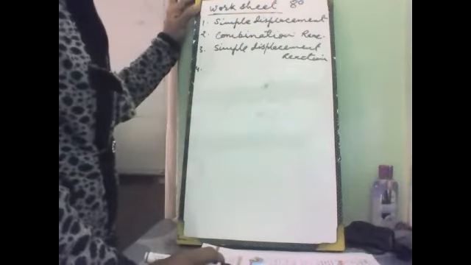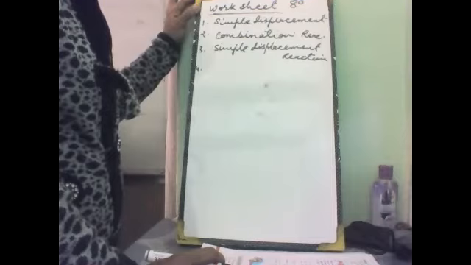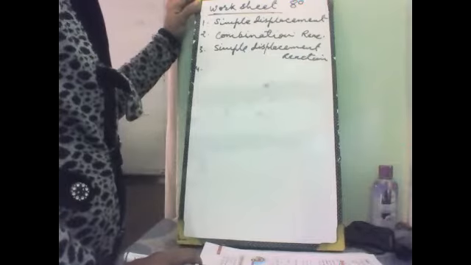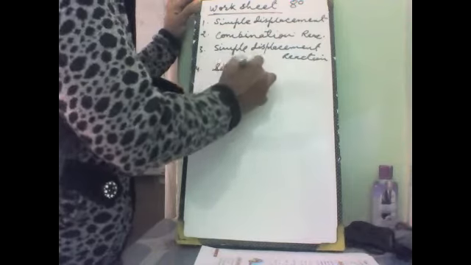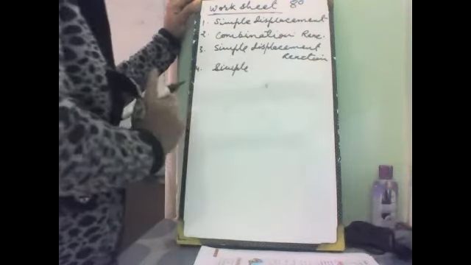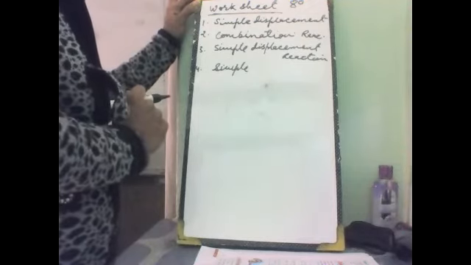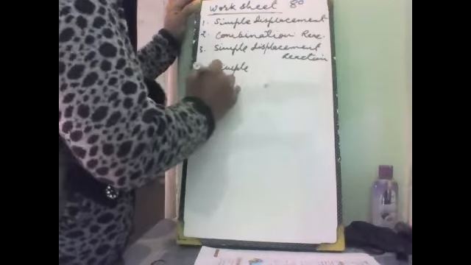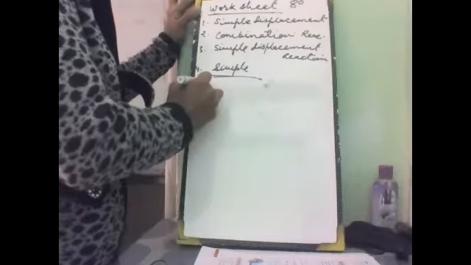Iron reacts with water to form ferric oxide and hydrogen. It is also a simple displacement reaction. No, it's not a displacement reaction. I think it is a combination reaction. Leave this. I will give you the answer of this reaction in Moodle.